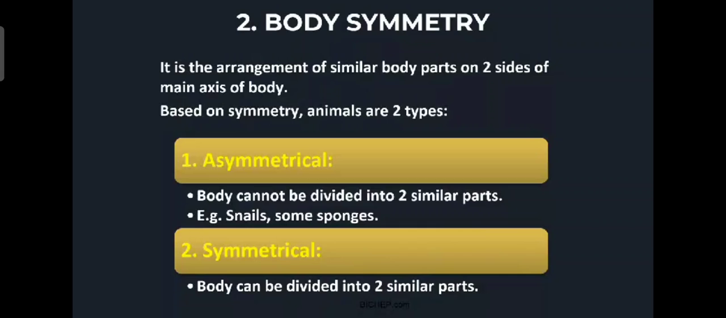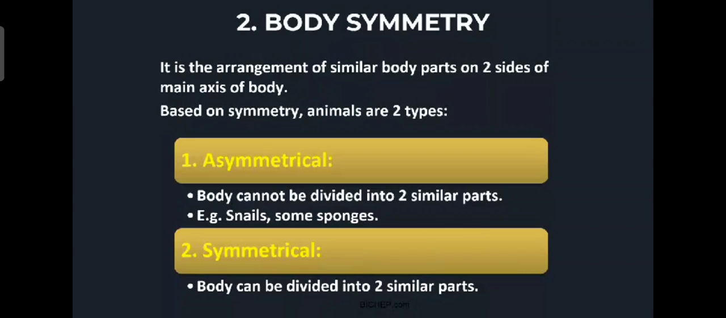Asymmetrical means what? Body cannot be divided into two similar parts. When you divide the body of the organism, you will not get the equal parts, you will not get the similar parts. So it is called as asymmetrical. For example, sponges or the snails.